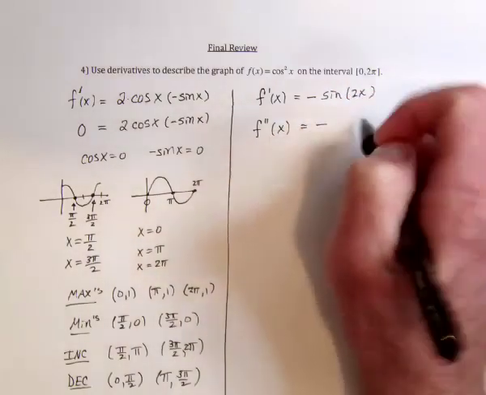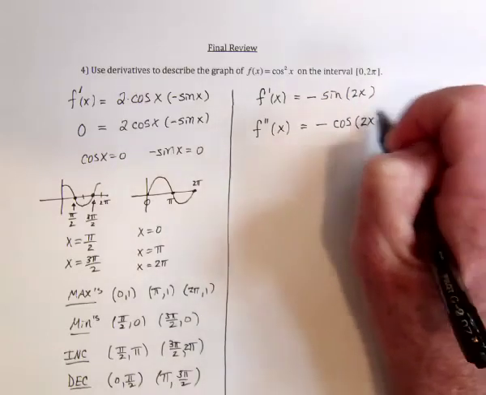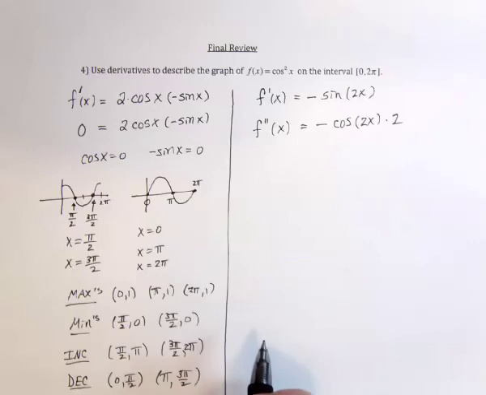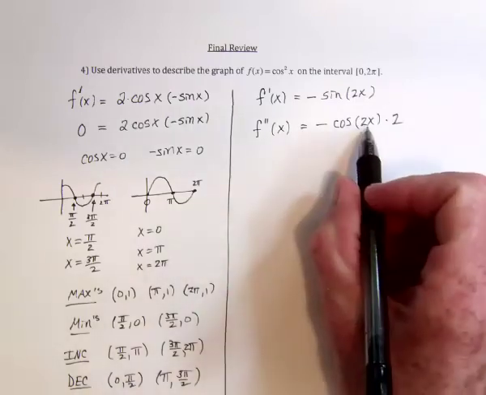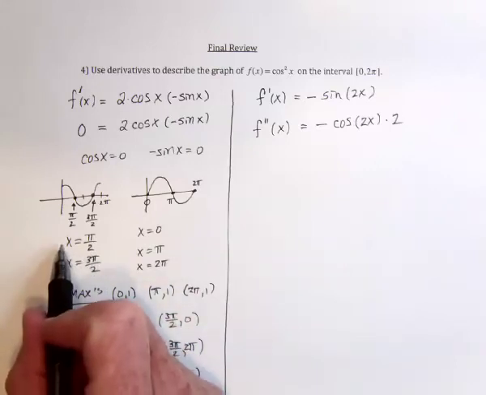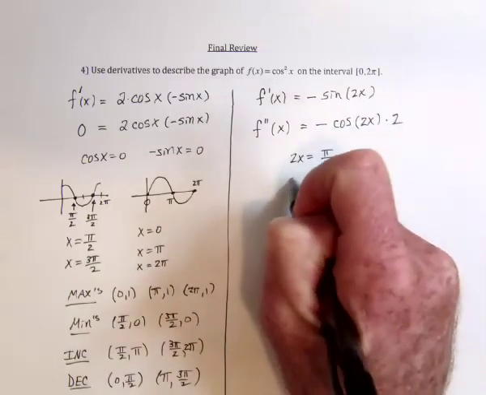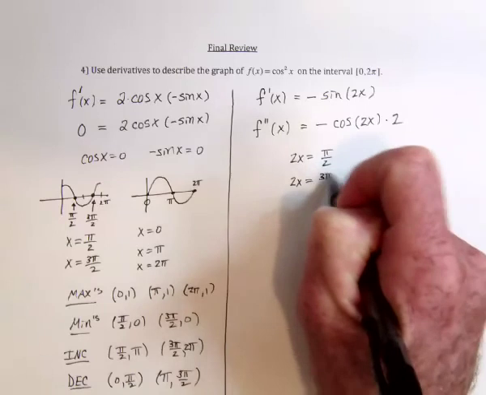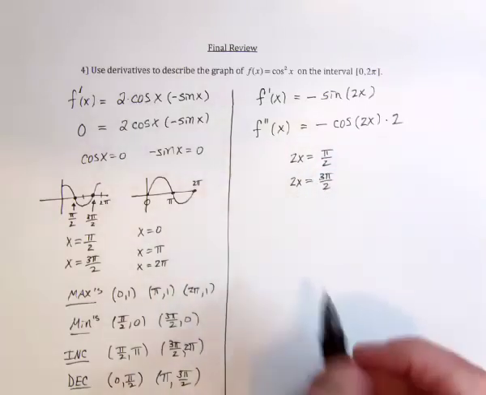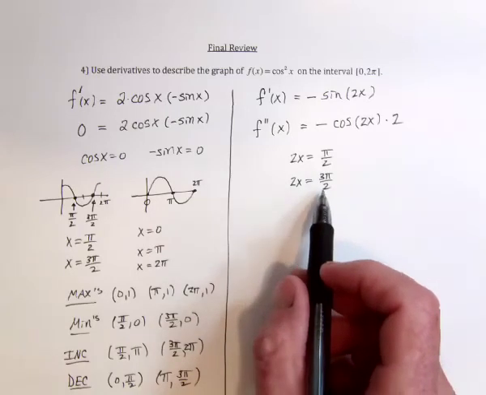So the second derivative is going to be negative. The derivative of sine is cosine, and then the derivative of the 2x is a 2. Once again, there's no place where that's undefined. We just need to find out where does cosine equal 0. And then divide all of those by 2. So we actually already did that work over here, except instead of it being x equals, it's going to be 2x equals. So 2x equals pi over 2. 2x equals 3 pi over 2. But when I divide by 2, that's going to give me just 3 pi over 4.